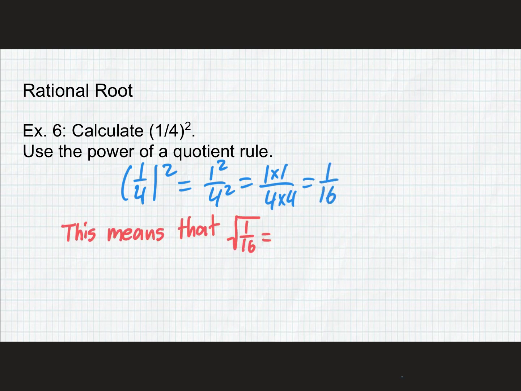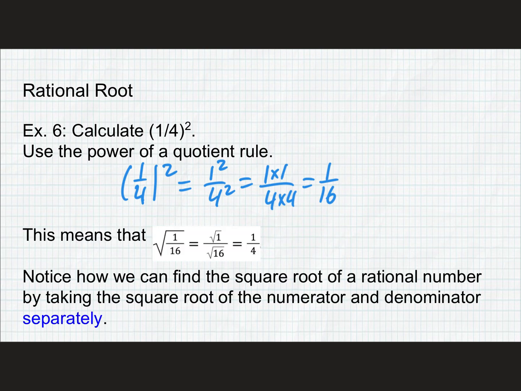This means that if we want to find the square root of 1 over 16, we can actually break it up into the square root of 1 over the square root of 16, which is just 1 over 4. Now keep in mind 1/4 is the principal root, and the other root would be negative 1 over 4. Notice how we can find the square root of a rational number by taking the square root of the numerator and denominator separately. This is true for all rational roots.